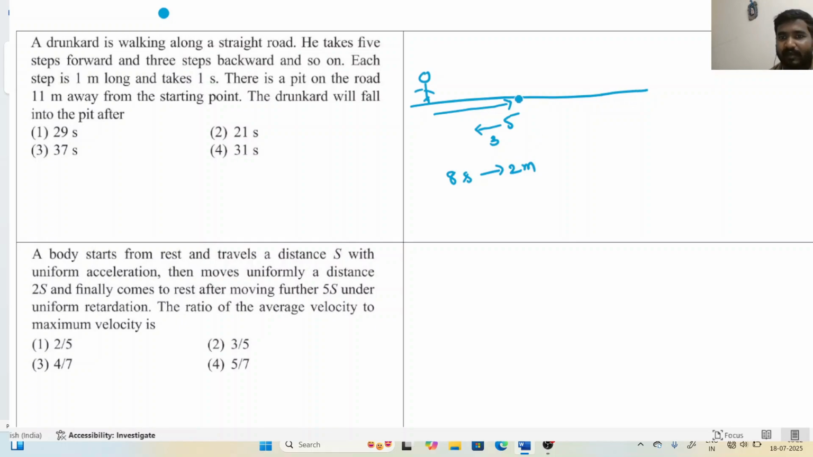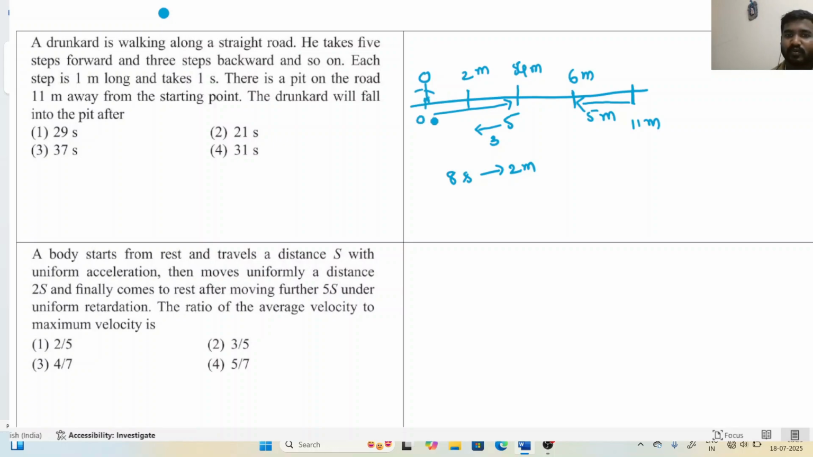There is a pit on the road, 11 meters. Now here you can take it is over 11 meters. From the 11 meters, 5 meters back we need to consider. So 5 meters back, the position is 11 minus 5, you get 6 meters. So these 6 meters you can divide into 3 parts: here 2 meters, here 4 meters, then 6 meters.